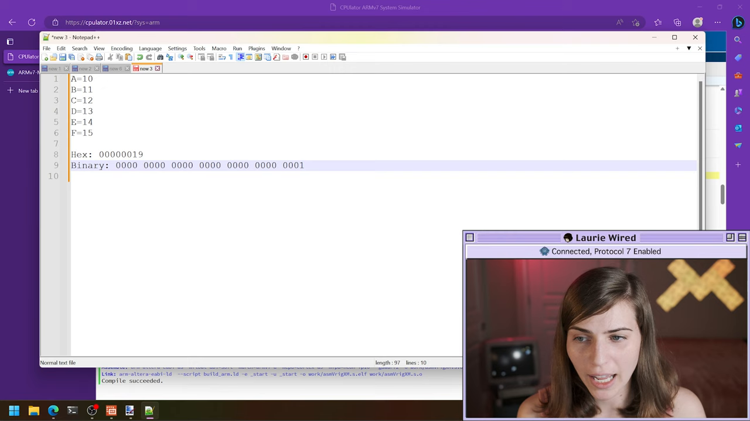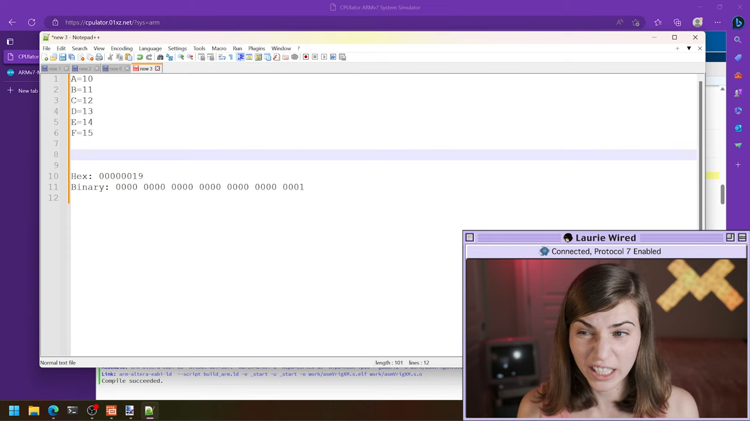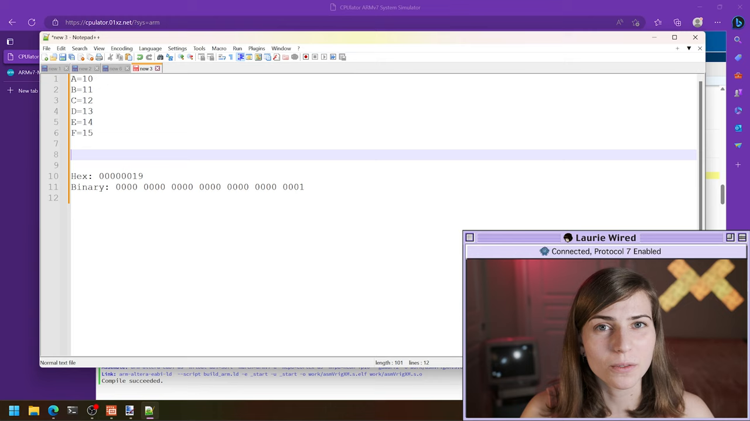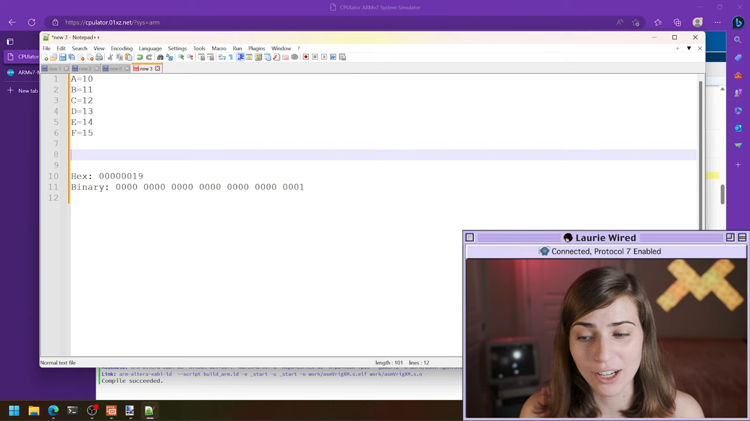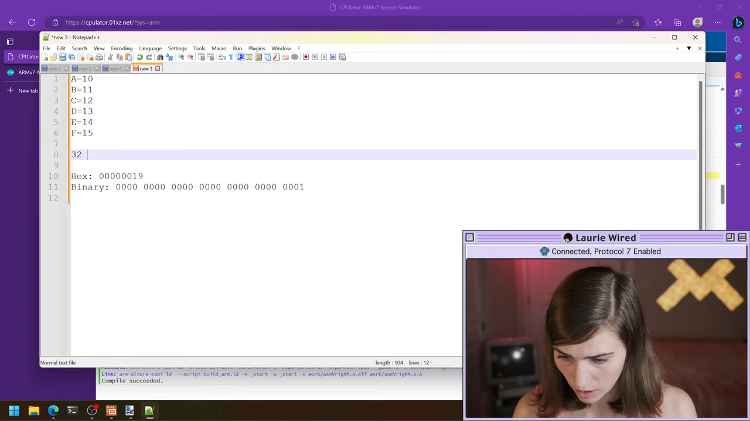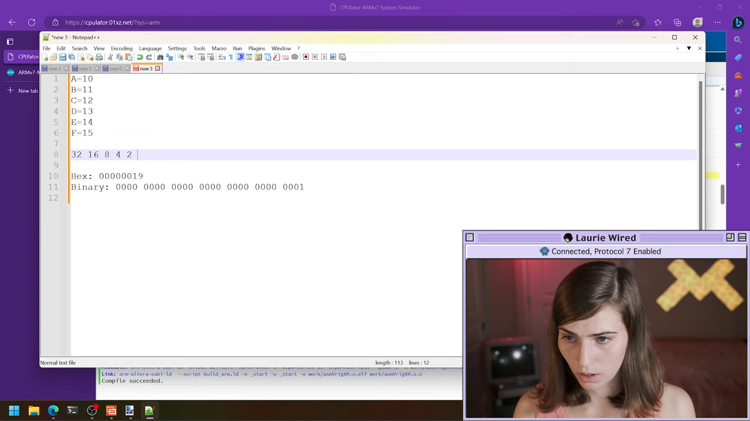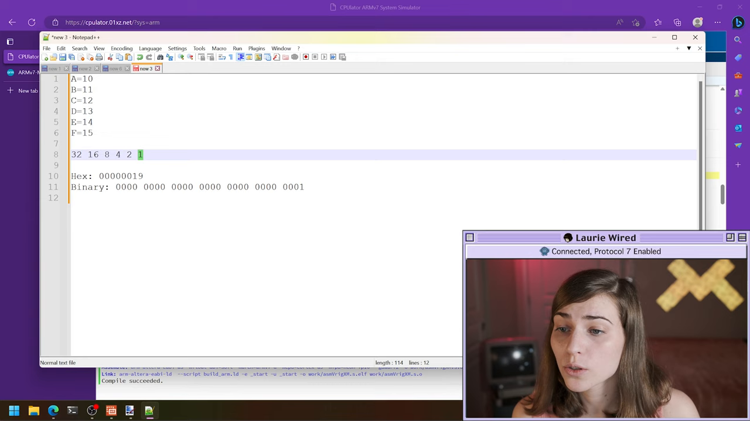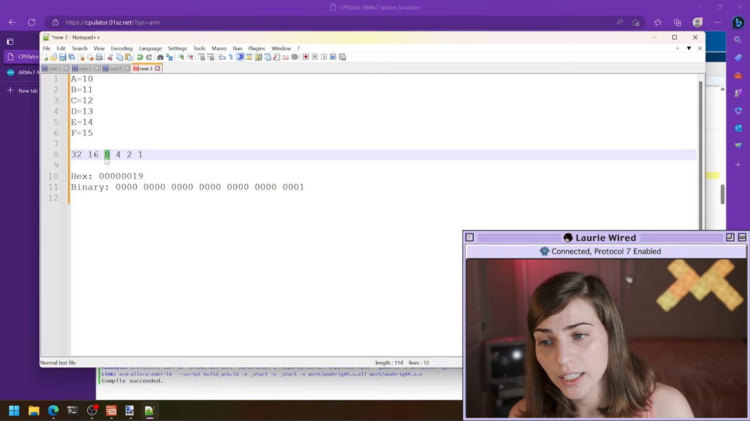Let me pull up a really handy reference. Let's do up to 32. So what I'm going to do right here is I'm going to write out all of the different powers of 2 and how these coincide over to our binary representation. So let's do backwards, 32, 16, 8, 4, 2, 1. So this is just going to be our powers of 2 right here. So 2 to the 0 is going to be 1. 2 to the 1 is 2, 2 to the 2 is 4, 2 to the 3 is 8, and so on and so on.